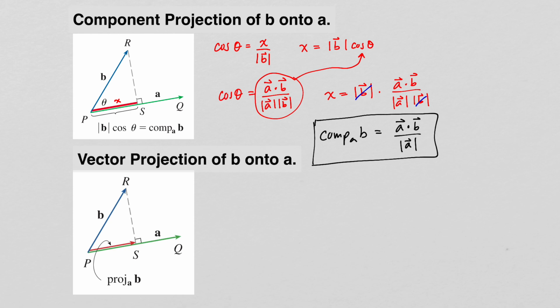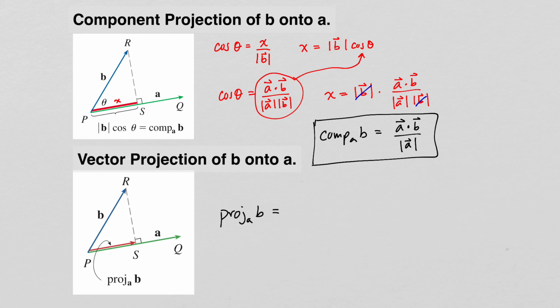Now, suppose we're having the same scenario here, a light shining down, making a shadow here. But now, instead of thinking of this as simply a length, let's think of this as a vector. What would this vector be? Well, we know the length of that vector is right here. That's what we just found. So to get this vector, all we have to do is take the unit vector pointing in the same direction as A and multiply it by this length. So this is what we call the projection of vector B onto vector A.